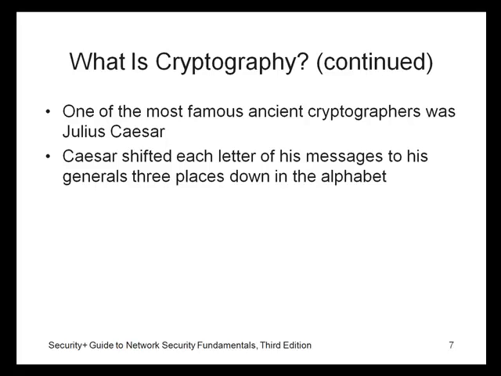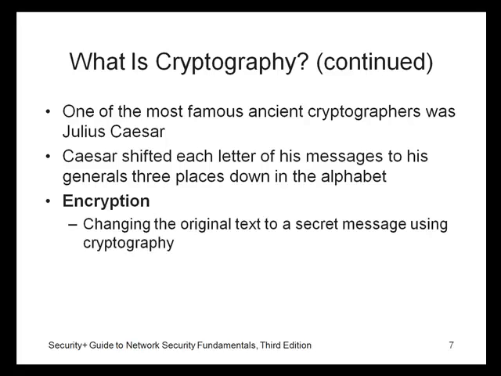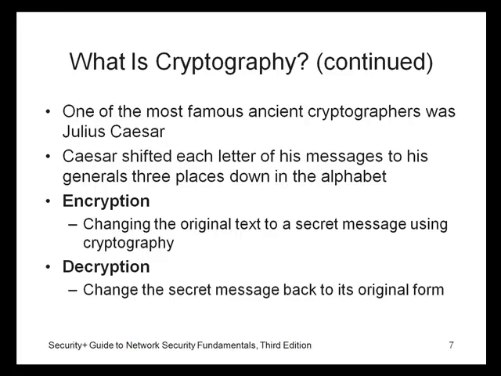He shifted each letter in his message to his generals 3 places down the alphabet, rotate 3, rotate whatever, a substitution type of cipher. Encryption is changing the original text to a secret message using cryptography, and when we do that, we create something that really is gibberish. It's not just a little bit of gibberish, it's whole pages worth of gibberish.